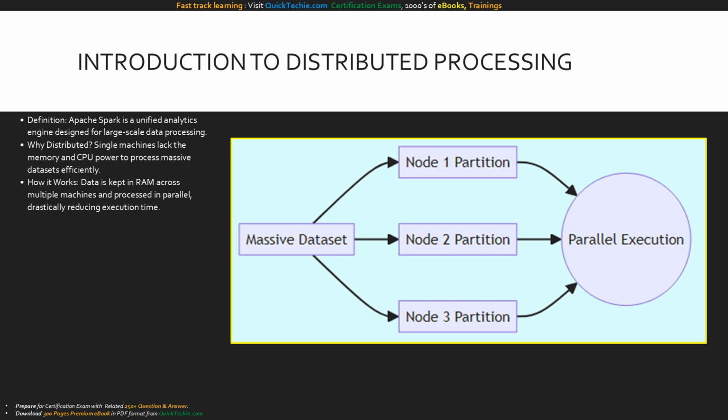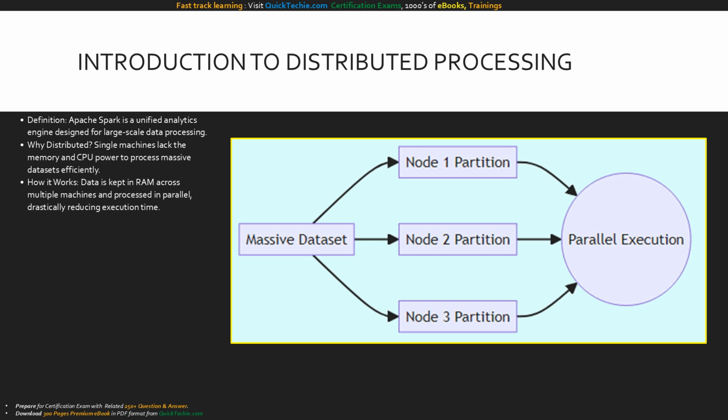What exactly is Apache Spark? It is a unified analytics engine designed for large-scale data processing. Why do we need it? Because traditional, single-machine processing bottlenecks when data grows into terabytes or petabytes. By utilizing a distributed in-memory model, Spark keeps data in RAM and processes it in parallel across a cluster of computers, making it exponentially faster than legacy systems.